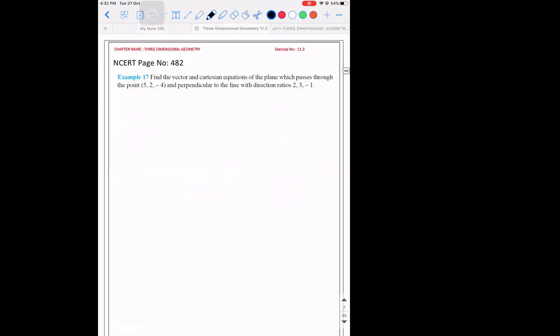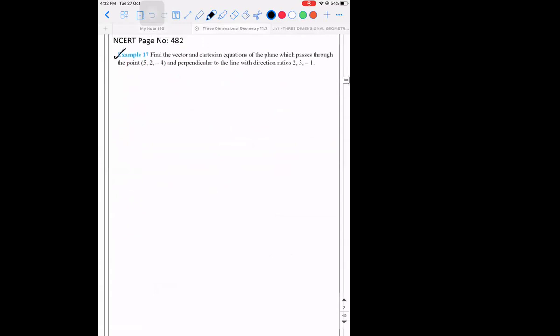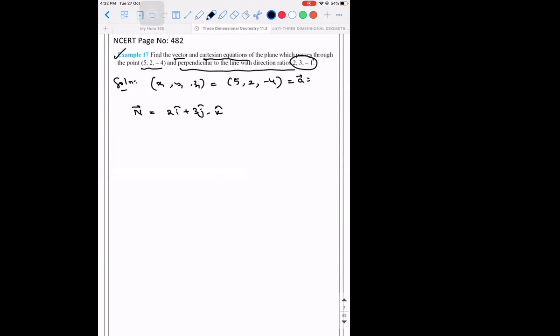Listen. Now look at the 17th one. Find the vector and Cartesian equation of the plane which passes through the point 5, 2, minus 4. So what is given? x1, y1, z1 is equal to 5, 2 and minus 4, and it is perpendicular to the line with direction ratios. So can I directly write n vector is equal to 2i cap plus 3j cap minus k cap. So from this, what will a vector be? Five i cap plus 2j cap minus 4k cap.